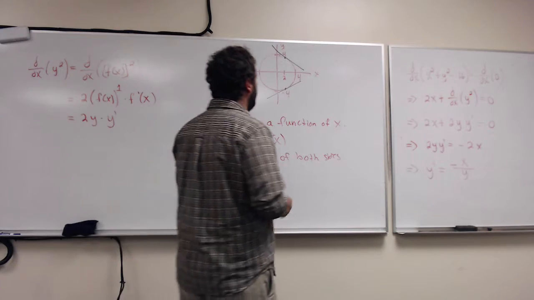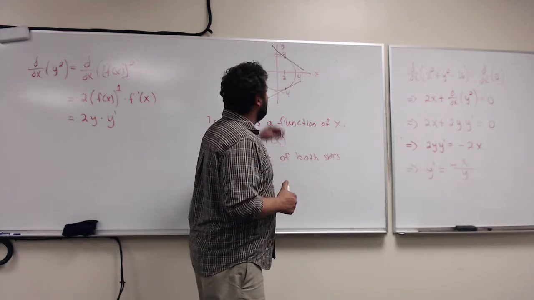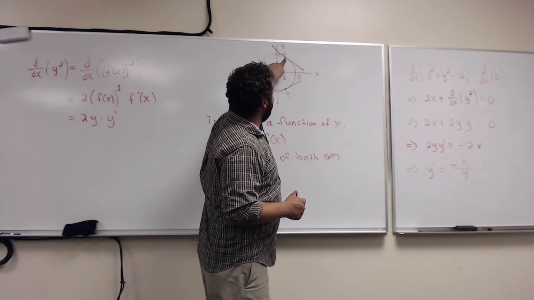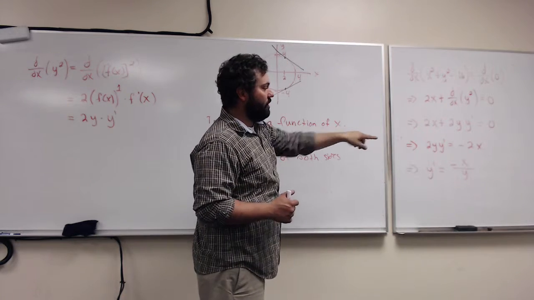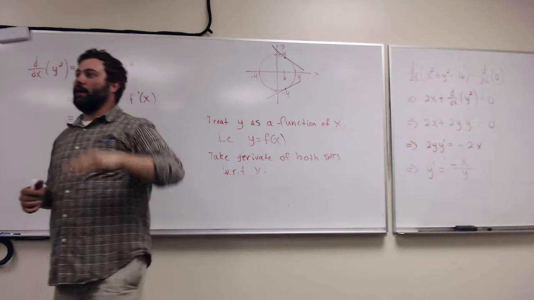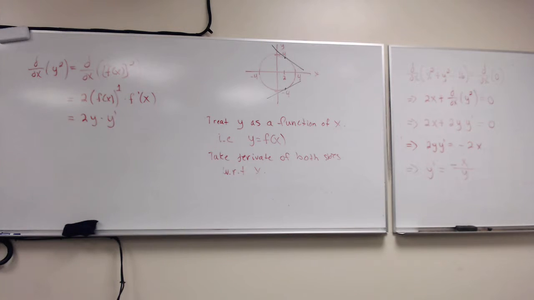So that's kind of cool. The slope on this circle, the slope of the tangent line, is just minus the x coordinate over the y coordinate. And that would give you the slope of the tangent line on this circle.